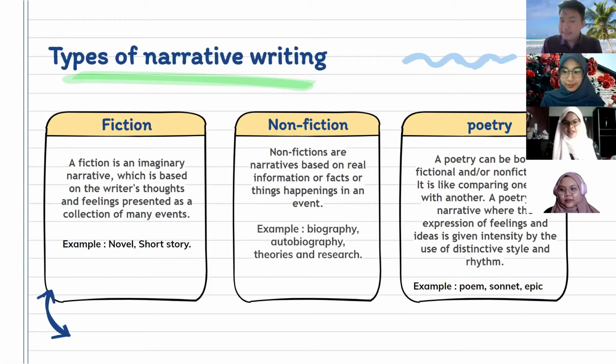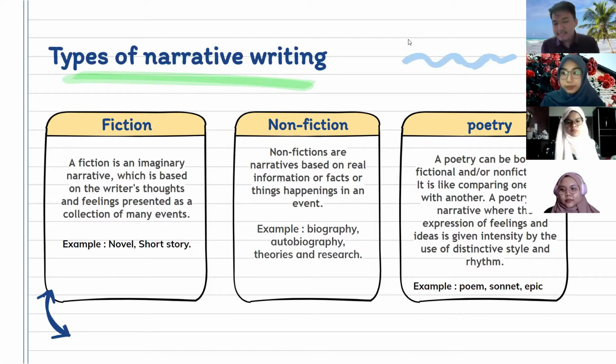So, the second one is non-fiction. Non-fiction is narrative based on real information, facts, or things that happened in an event. For example, biography, autobiography, theories, and research. For the third one, poetry. Poetry can be both fictional and non-fictional. It is like comparing one thing with another. Poetry is a narrative where the expression of feelings and ideas is given intensity by the use of distinctive style and rhythm. For example, poem, sonnet, and epic.